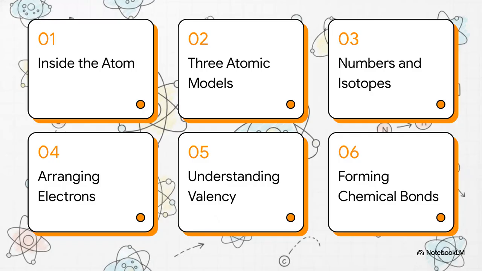So, here's the game plan. We're going to zoom all the way into the inside of the atom, look at how famous scientists modeled it, figure out isotopes, arrange some electrons, unlock the rules of valency, and finally see exactly how chemical bonds form.